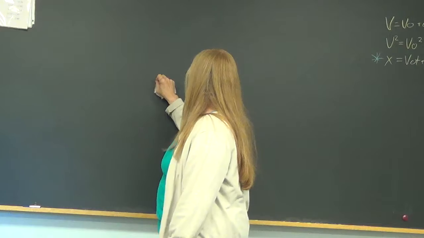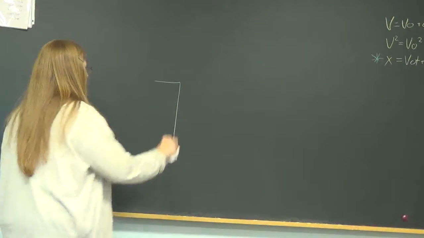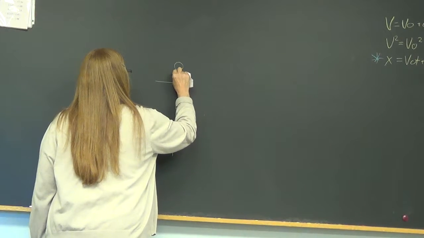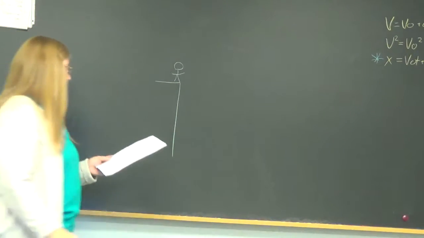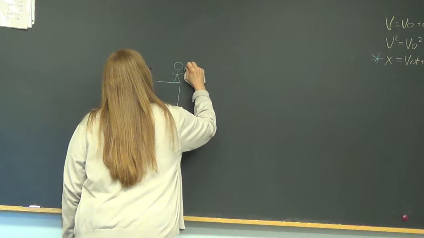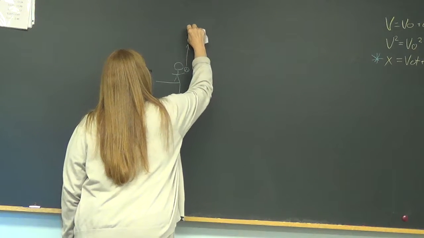Alright. So we have a cliff. So first, this is a cliffhanger problem. So go ahead and draw a person on the very edge of a cliff, and they're throwing an object upwards. The object goes upwards. So it has an initial velocity.